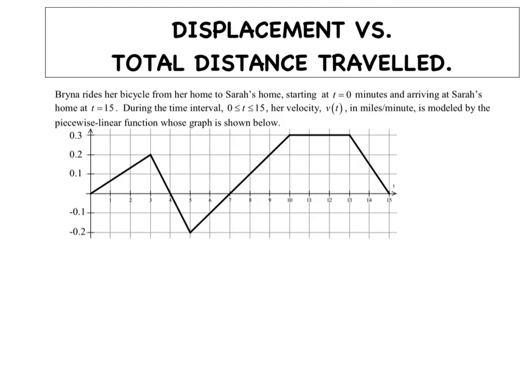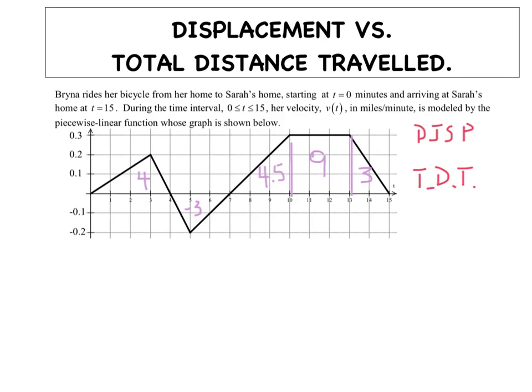All right, here's a great picture of a velocity function. Brina rides her bicycle from home to Sarah's house. She starts at home and finishes at Sarah's house 15 minutes later, and this graph represents her velocity as she's riding her bike. I want to figure out the displacement first, and then the total distance traveled. Go ahead, try that on your own, hit the pause button, and calculate those two numbers to see how we're feeling with this concept.